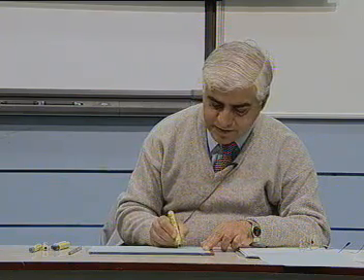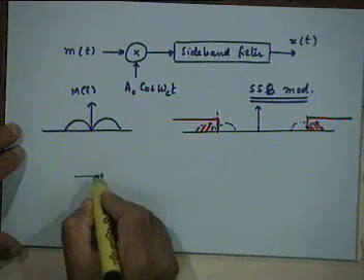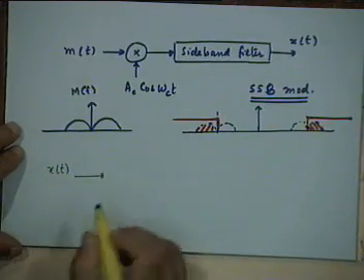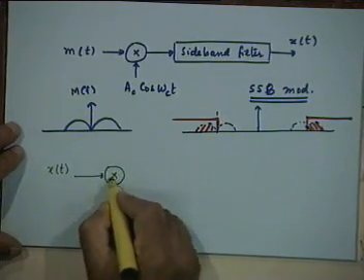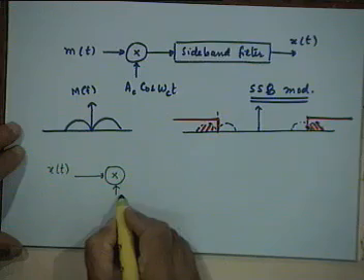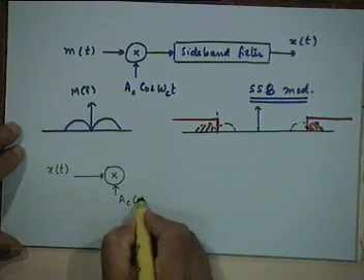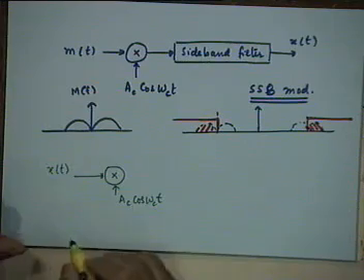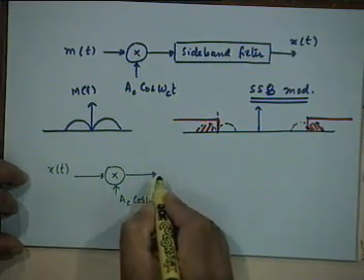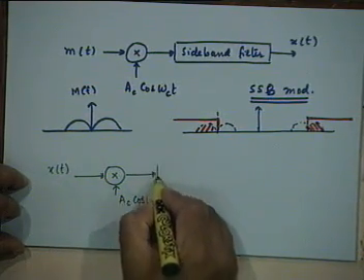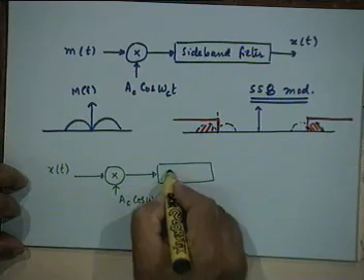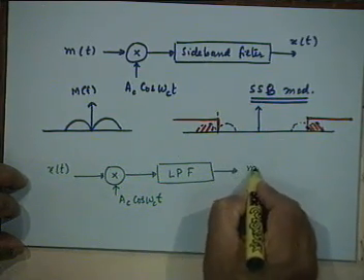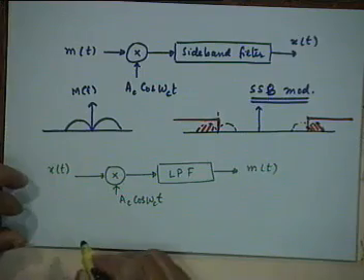Convince yourself. So what I'm saying is, as far as the demodulation is concerned, take your modulated signal x of t, multiply it with a coherent carrier which is in phase and frequency synchronism with the incoming carrier, and pass it through a low pass filter, and you will get your baseband signal back. Is that obvious?